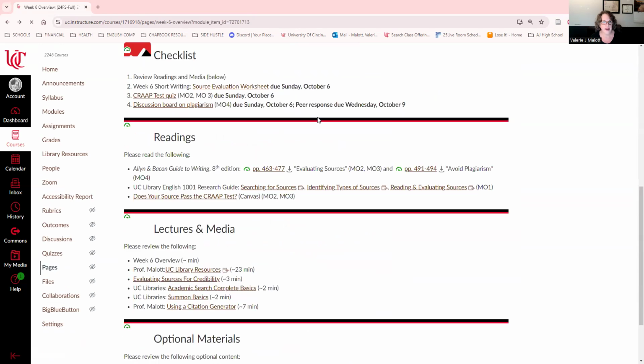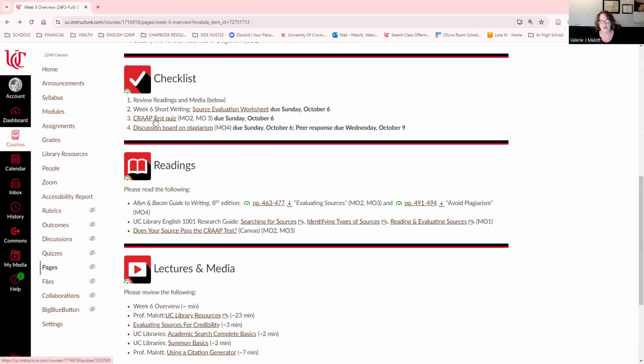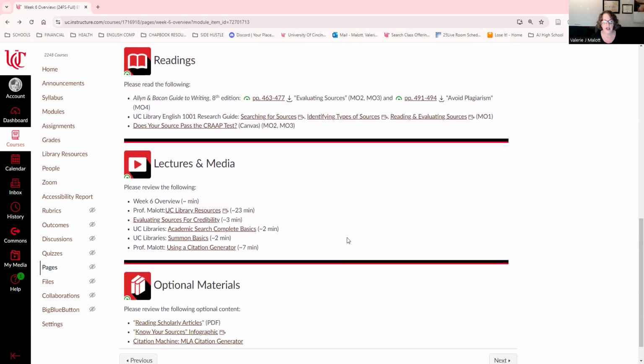And the reason for that is because you have a CRAAP test quiz that's due on Sunday, October 16th. So that directly relates to one of your assignments. The discussion board on plagiarism is also related to the plagiarism reading, so please make sure that you read this. And of course, the source evaluation worksheet is related to the evaluating sources reading. So all three of this week's assignments are related to the readings, so please make sure that you take a look at the readings. We also have some lectures and some media.